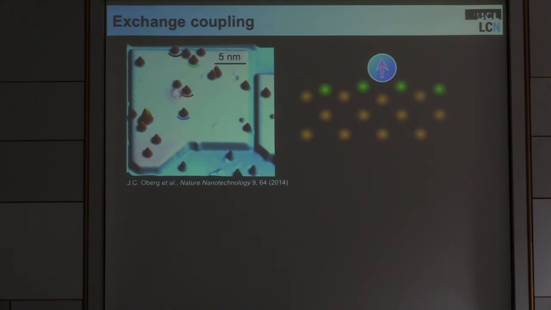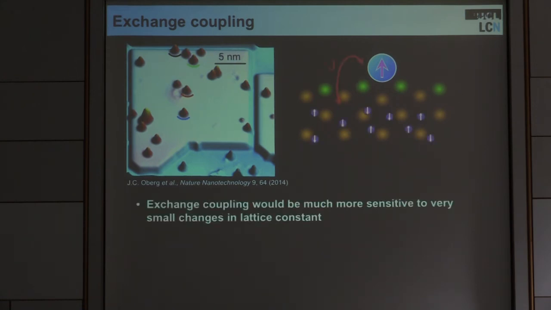And what we think is going on that's different is the exchange coupling is changing. So this Kondo screening is caused by exchange scattering between the impurity spin and the conduction electrons in the metal below. That's going to be through some kind of tunneling or hopping process. That will be very, very sensitive to small changes in the lattice constant and therefore may change as you go from one side to the other.